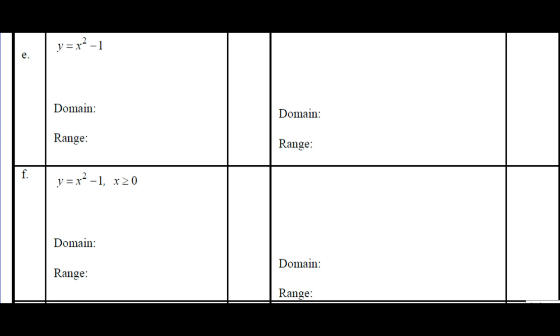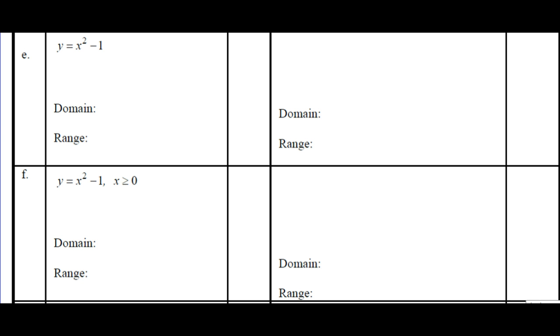I don't know. How many of these should we do? Well, let's do E, and then you do F. How's that? Okay, A, B, C, D, E.